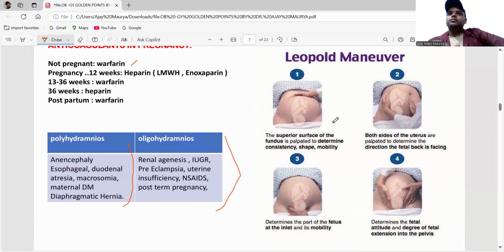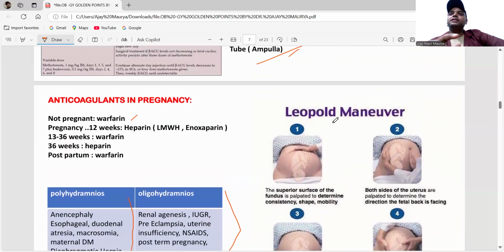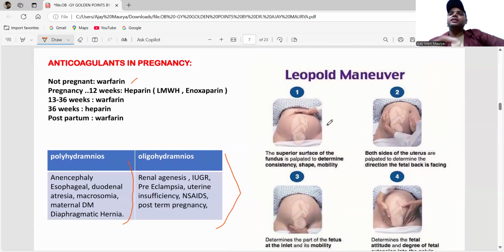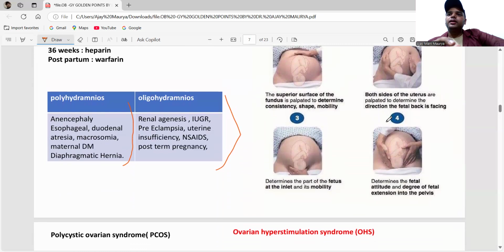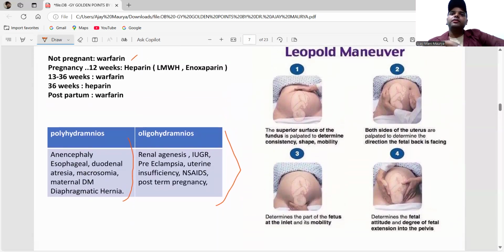Okay, I forgot the names of the Leopold maneuvers here. Let's just remember, guys. This is the, I think this is the pelvic type. Okay, and this one, let me confirm this one. Wait a moment, I just forgot. I know that one, Leopold.